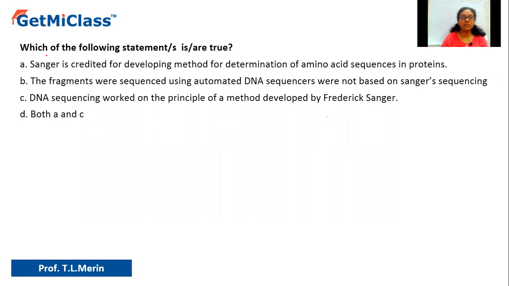What does the question say? The question says which of the following statement or statements is or are true. So we have to look for the true statement or statements. So let us see one by one. The first one says Sanger is credited for developing method for determination of amino acid sequence in protein. So let us talk about the first statement, which is Sanger. So who's Sanger? Actually, they are talking about Frederick Sanger.